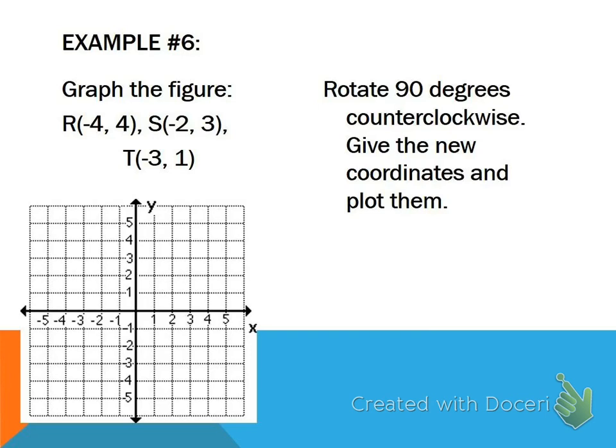Graph the figure, rotate 90 degrees counterclockwise, give the new coordinates, and plot them. Okay, so the easy thing to do is to graph our original figure. So where is the point negative 4, 4?